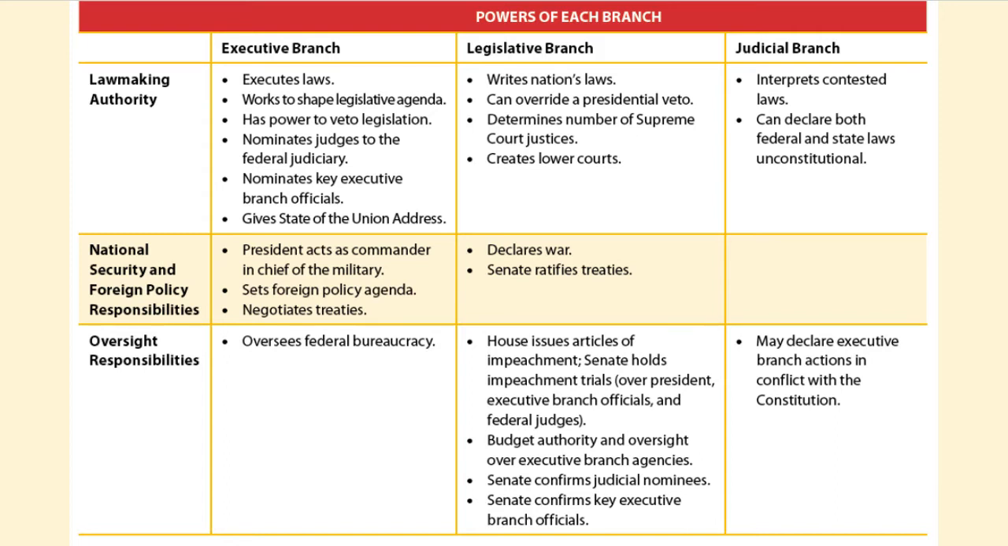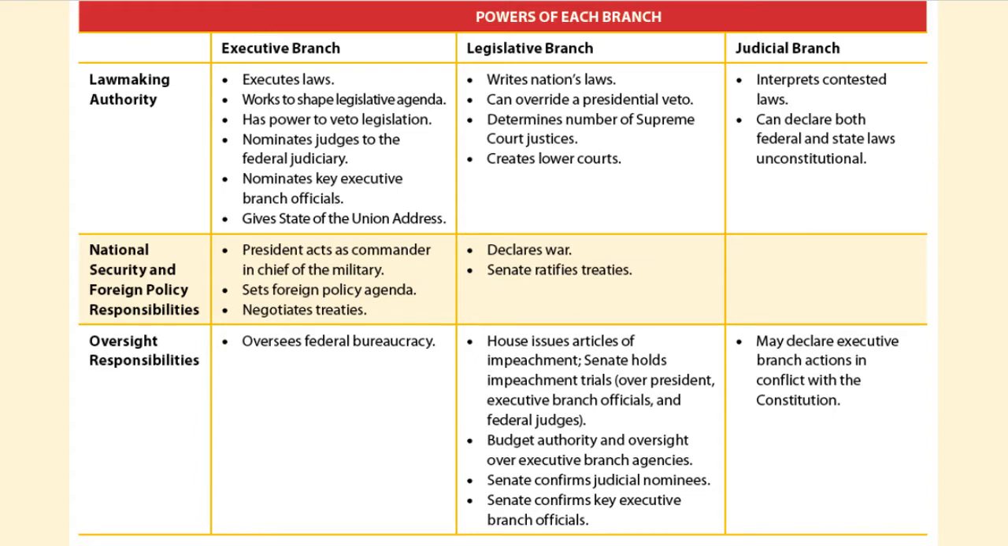Then there's the budget authority and oversight over the executive branch agencies. As, again, we'll learn later, the House of Representatives and the Senate can actually cut the budget to a federal agency that they think is doing a bad job, or maybe an executive branch bureaucracy they think is doing something poorly. The Senate can confirm those judicial nominees that the president makes, and then the Senate can also confirm key executive branch officials in the cabinet.